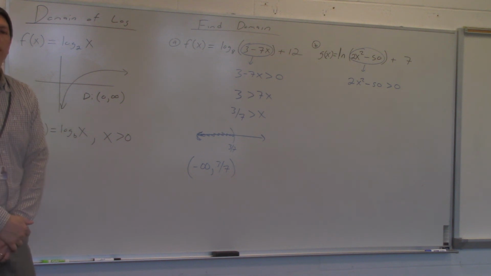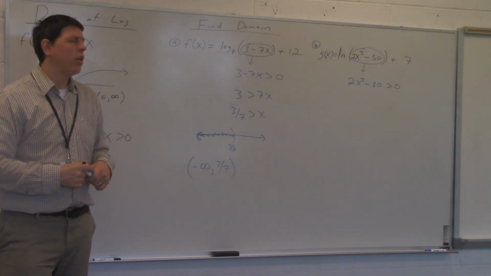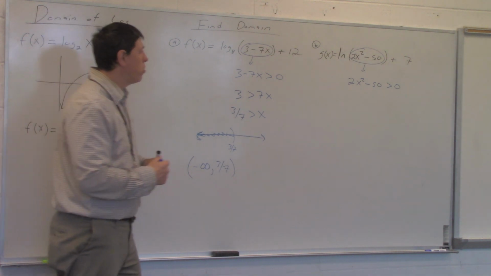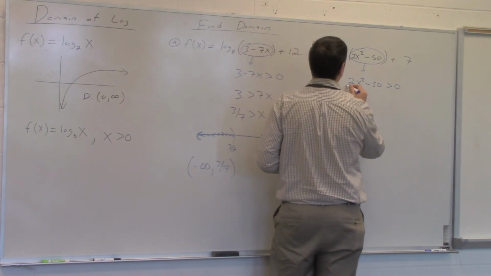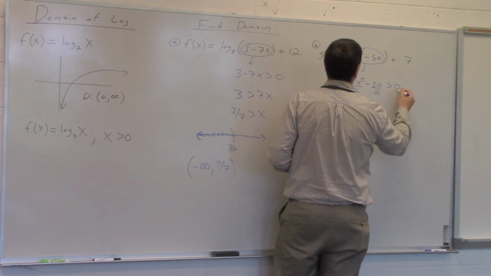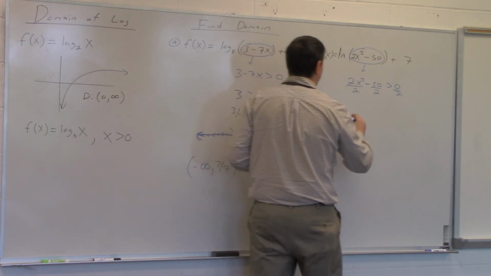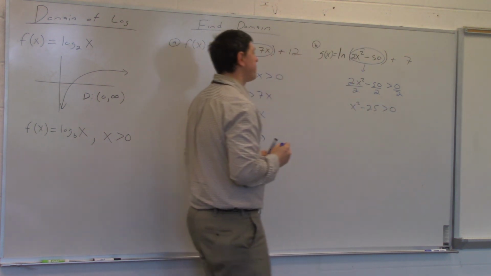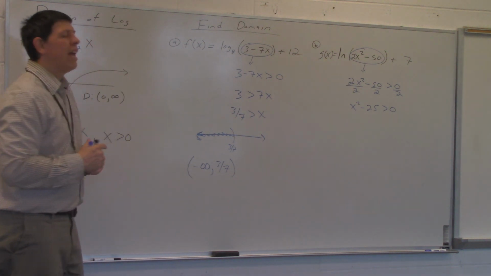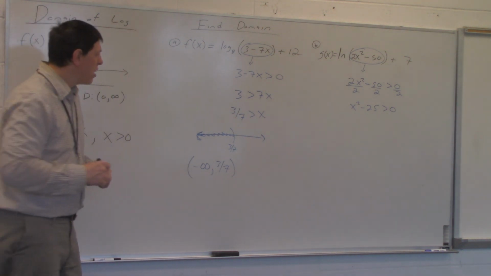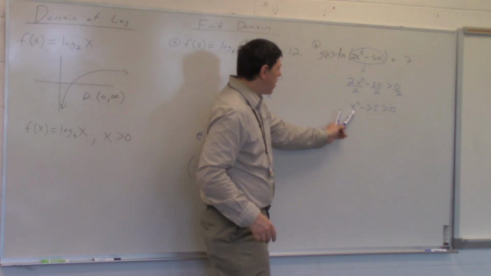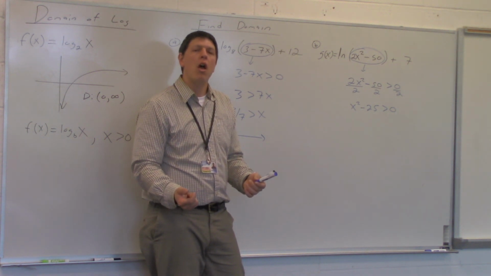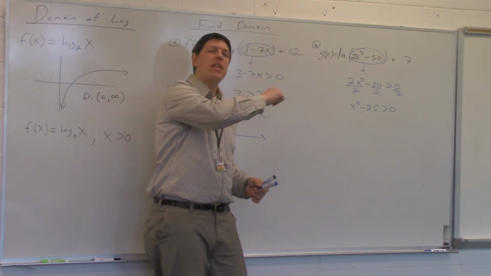Now, of course, we have to solve this. There are a number of ways we can solve it. Let's go ahead and factor out a 2, or we can even divide by 2, because we're allowed to divide everything by 2. So we get x squared minus 25 bigger than 0. Doesn't it just make sense that x had better be bigger than 5, since 5 squared is 25? Also, shouldn't it be less than negative 5?